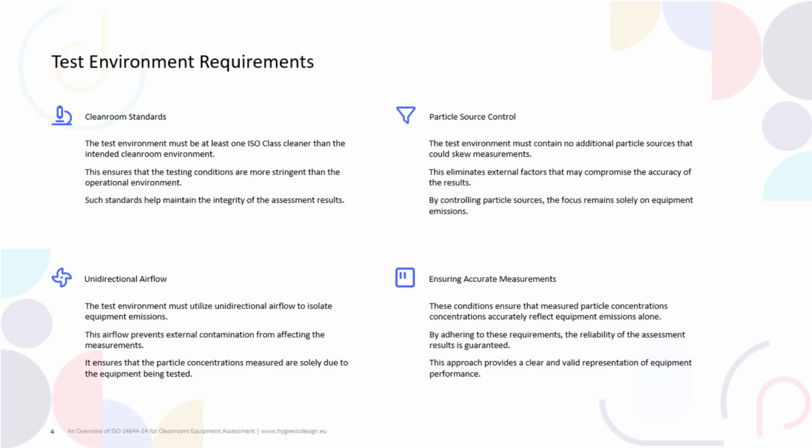Unidirectional airflow is also required in the test environment. This airflow design isolates equipment emissions by preventing contamination from outside sources, ensuring that the particle concentrations measured are only from the equipment itself. By following these requirements, cleaner environment, controlled particle sources, and unidirectional airflow, we can ensure that the particle concentration measurements accurately reflect the equipment's emissions. This guarantees reliable and valid assessment results, providing a clear representation of equipment performance.